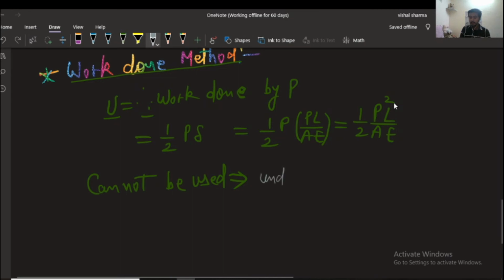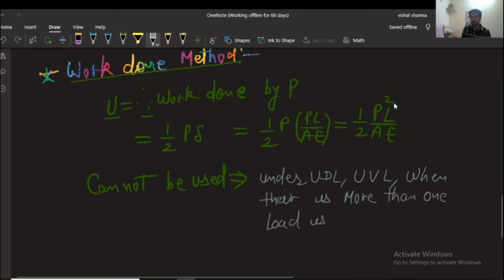under the uniformly distributed load, uniformly varying load, and when there is more than one load acting. And if the body is under the self weight, the method cannot be used.